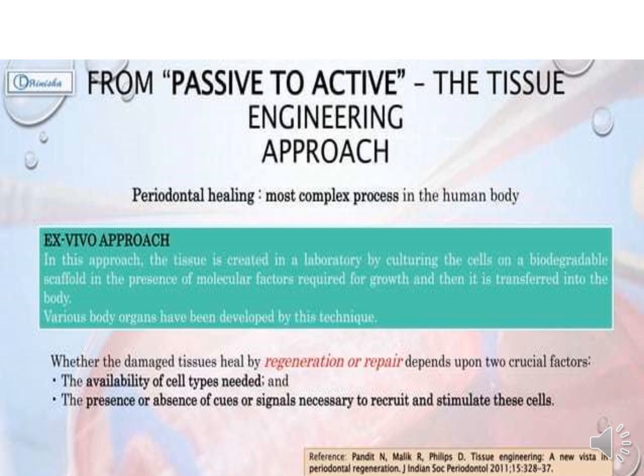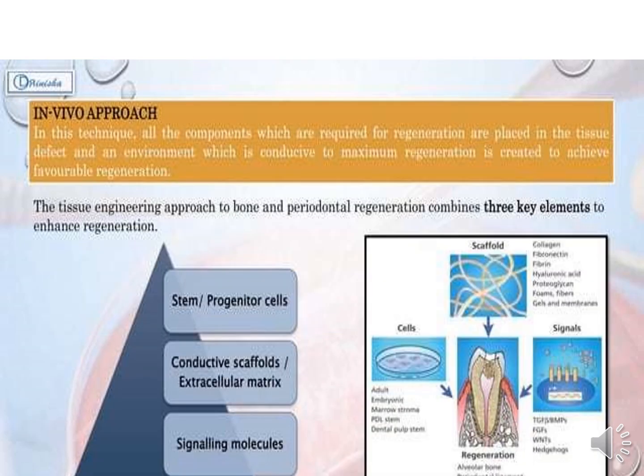So there are two approaches to tissue engineering: one is an ex vivo approach and the other is the in vivo approach. In the ex vivo approach, the cells are cultured in the laboratory, where you need a biodegradable scaffold. In the presence of growth factors, the cells are developed. So for this kind of regeneration, you need the availability of the cells, and second, the presence of signaling molecules.